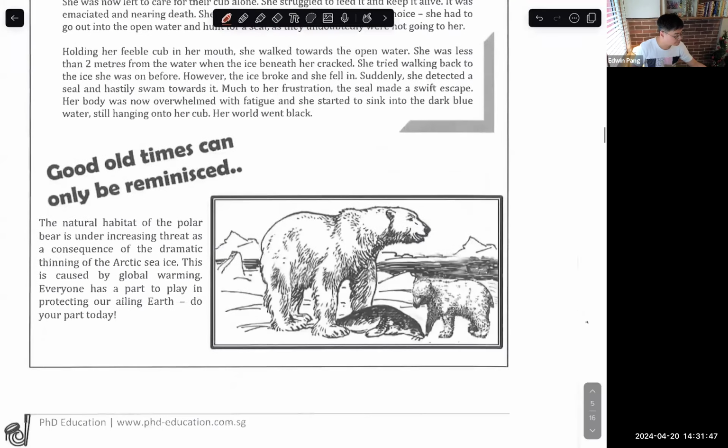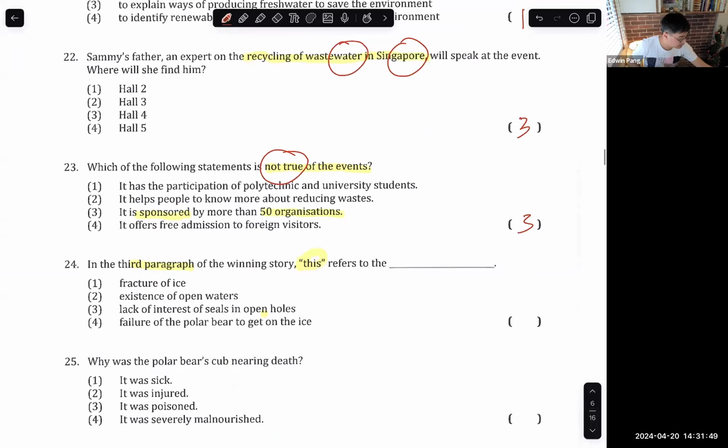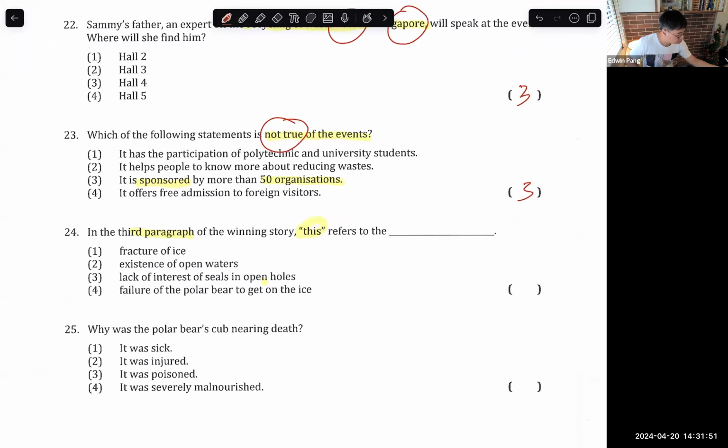So if I go back here again, then I'm actually talking about this refers to the fracture of the ice, right? Yeah. So the ice fracturing, giving way, and then the polar bear falling into the water instead of being able to walk on the ice and get to the seals. Okay. So okay, good. So no questions so far.